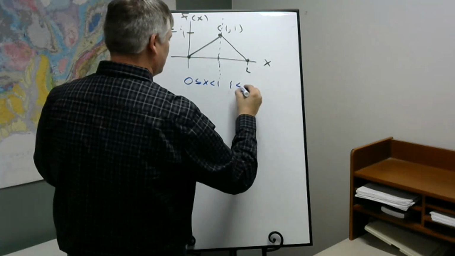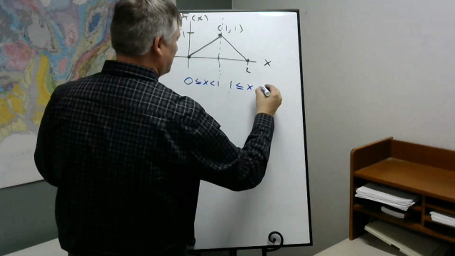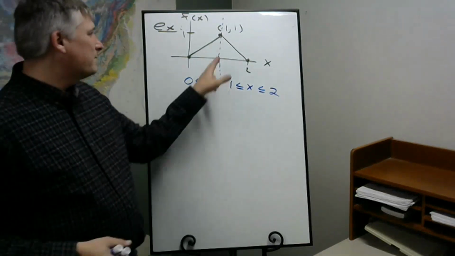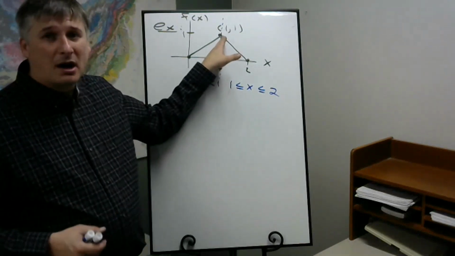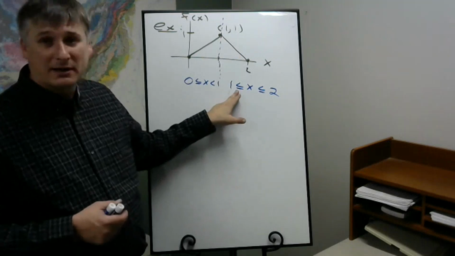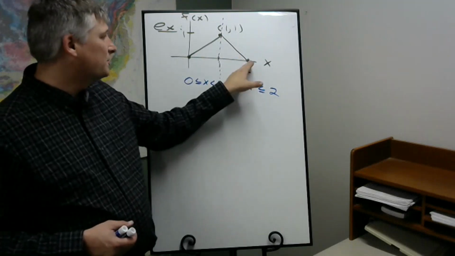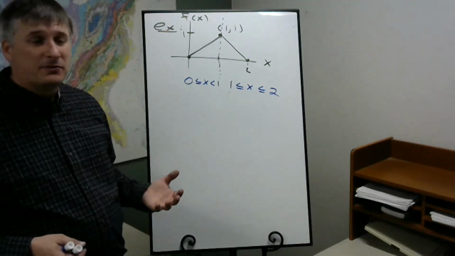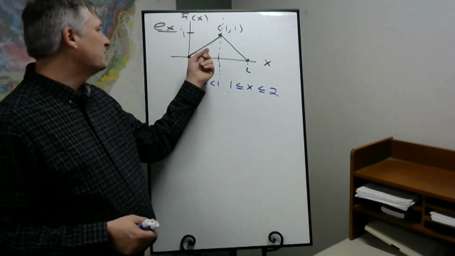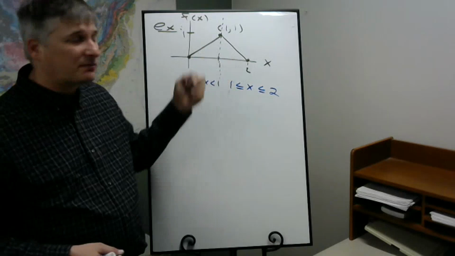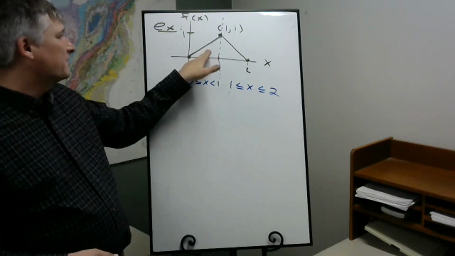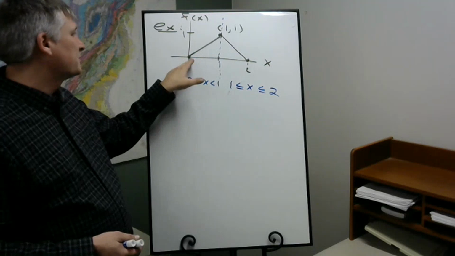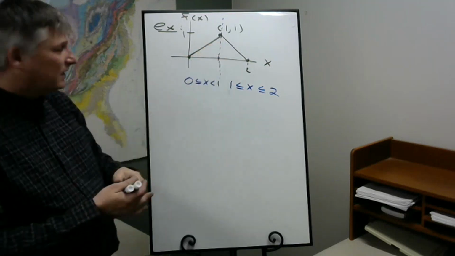The second phase, we have 1 less than or equal to x, less than or equal to 2. So we do want to make sure we get a closed dot at 1. So we're going to do that here. And then we have a closed dot at 2, so we better have that there. So these are our two phases. So what function is here and what function is here? Well, here, in this phase of the relationship, we have a line going from 0, 0 to 1, 1.